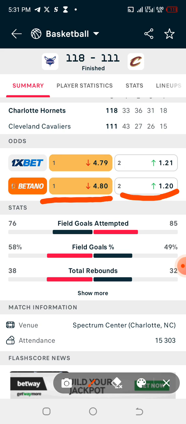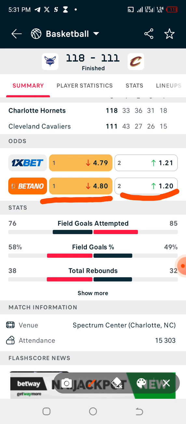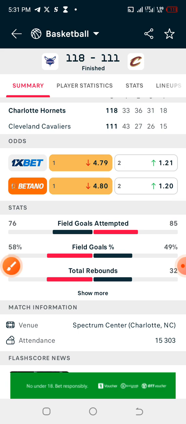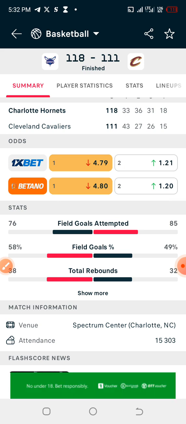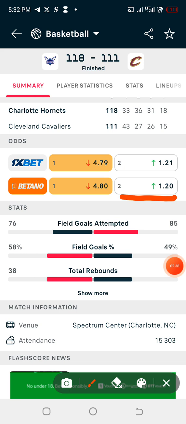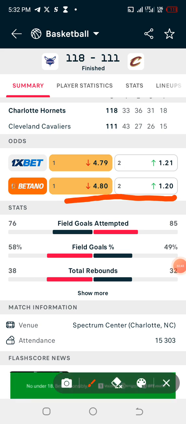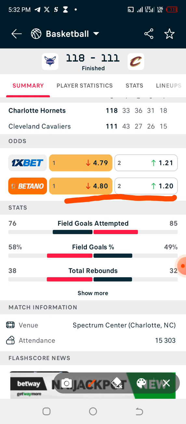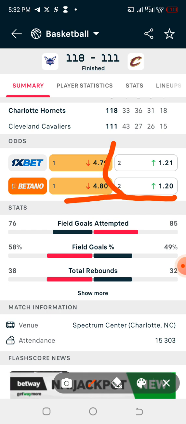Let me show you the 4 steps before moving on to the things that you need to avoid. Don't forget, in the last video I told you that if you want to predict individual points, first look at the odd provided by the bookmakers. In this situation we have the odd as 4.80 for the home team and 1.20 for the away team. If you want to predict your individual total points, you go for the team that the bookmakers are expecting to win the game.